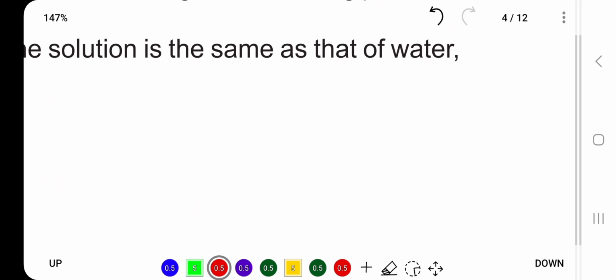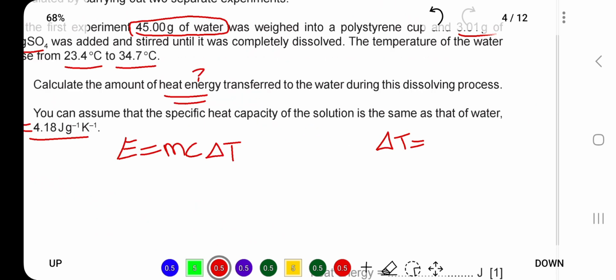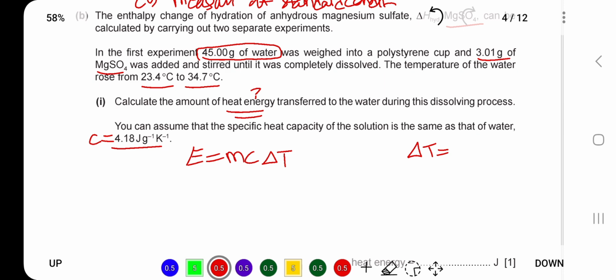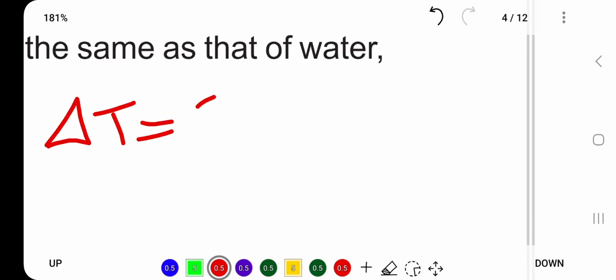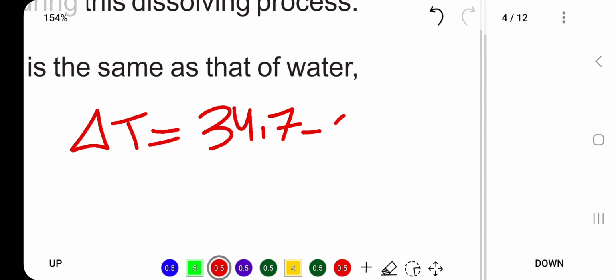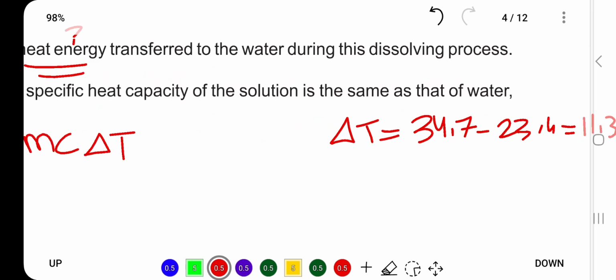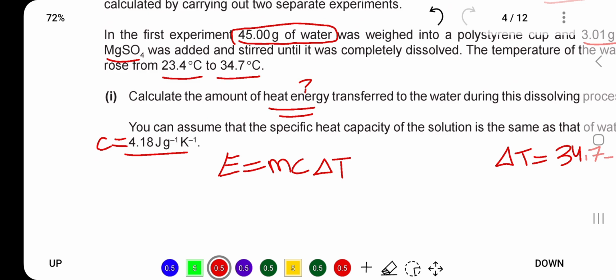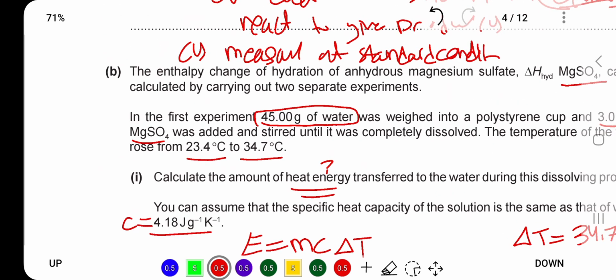Temperature change means that basically whatever they gave you, you subtract them from each other, so 34.7 minus 23.4. That gives 11.3. So you found it for ΔT. C is given, mass is now what you want.